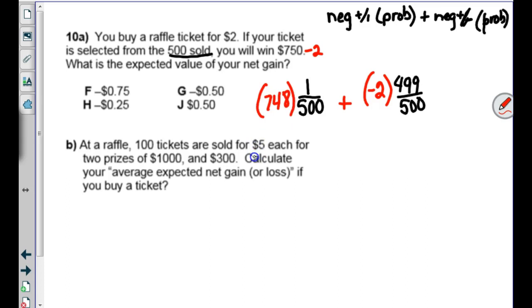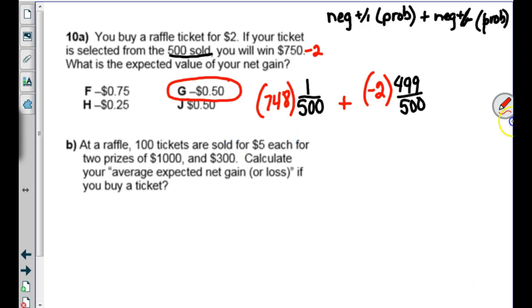Okay. Is it -50 cents? I don't remember. 748 divided by 500 minus 2 times 499 divided by 500, -0.5. So it means the average ticket holder will lose 50 cents. No one ticket holder can actually lose 50 cents. But if you bought all the tickets, you would lose an average of 50 cents per ticket.